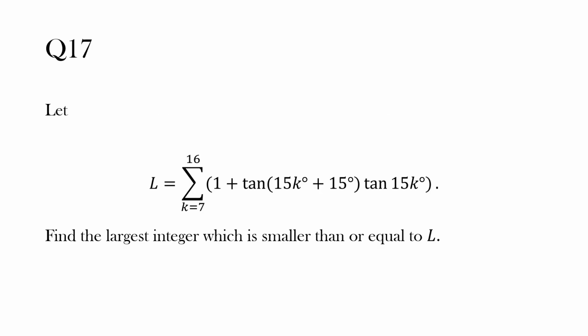Question 17, we're given this massive sum, and we're asked to find the largest integer which is smaller than or equal to L. So this is basically the floor of L. We're obviously supposed to somehow simplify the expression inside the sum, probably using some telescoping method, so that we can find a closed form expression for L.